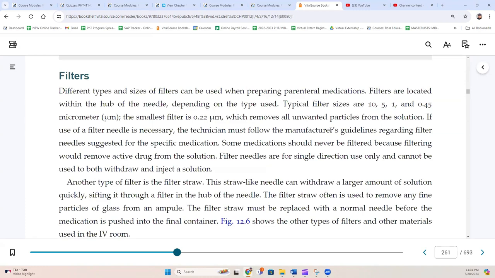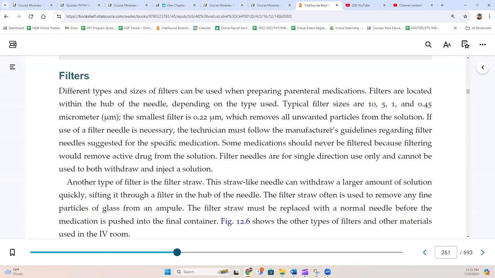Different types and sizes of filters can be used when preparing parenteral medications. Filters are located within the hub of the needle depending on the type used. Typical filter sizes are 10, 5, 1, and 0.45 micrometer. The smallest filter is 0.22 micrometer, which removes all unwanted particles from the solution.